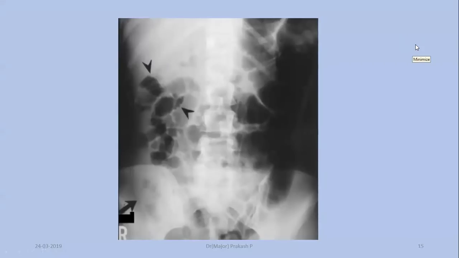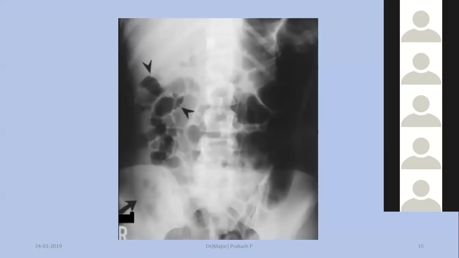Now, this is not of the same patient, but I want you people to attempt what it is. Have a full look, no hurry. Don't rush to type your diagnosis. Okay, just have a look. It is not a diagnosis. It is a very simple finding which I just want to elicit in this radiograph.